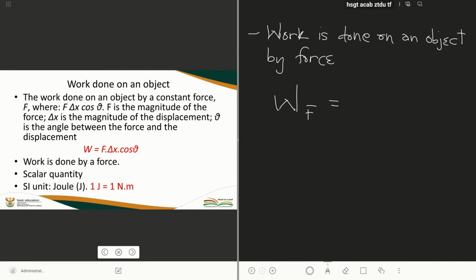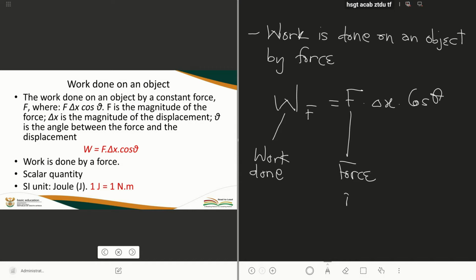So the work done by a force on an object equals the force acting on the object multiplied by the displacement of the object. And then there must also be the direction of the displacement of that object. Now, if you look at the formula, W equals F delta x cos theta. This is the work done, okay, by a force, right? And then this is the actual force doing work on the object. So the force is in newtons, right?